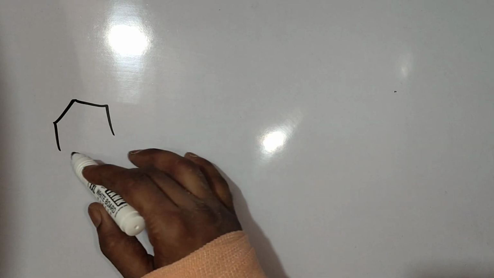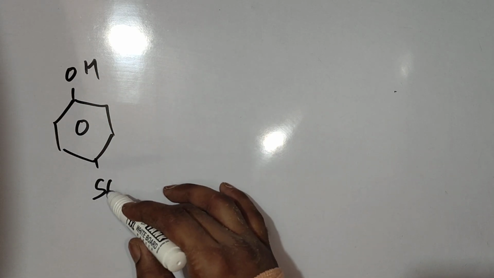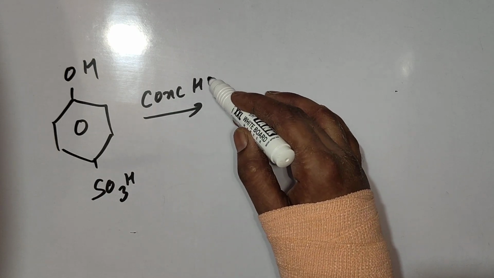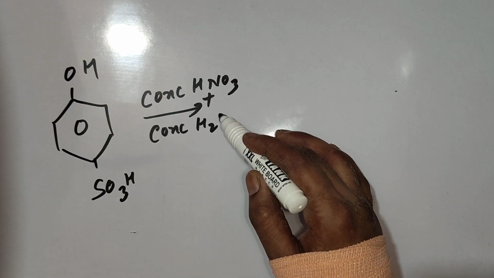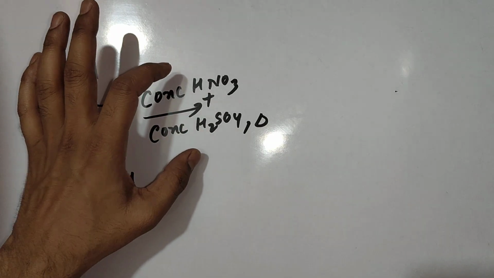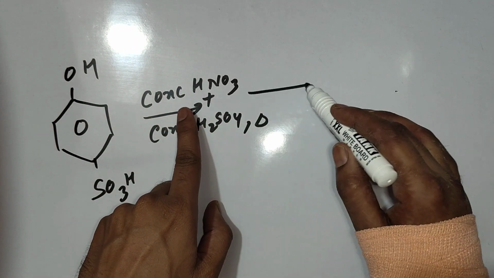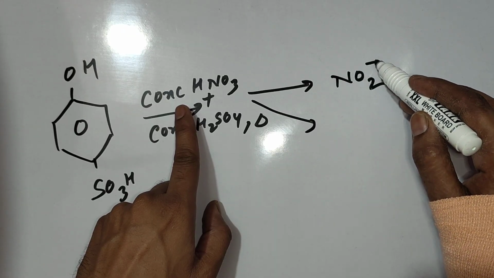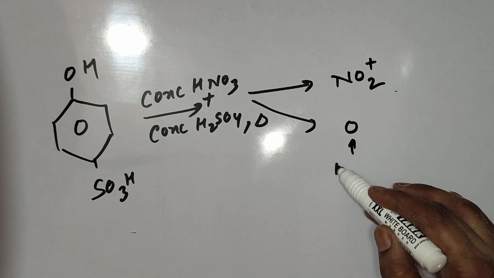Okay, we have added the sulfonic group there. And now we are reacting it with concentrated nitric acid and concentrated sulfuric acid and heating. Meaning we want to do its nitration. Now we know this mixture gives us two types of electrophiles. One is the nitronium ion and one is nascent oxygen. Yes, nascent oxygen is also an electrophile, a neutral electrophile.